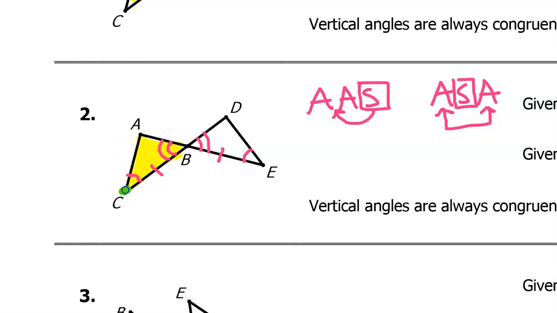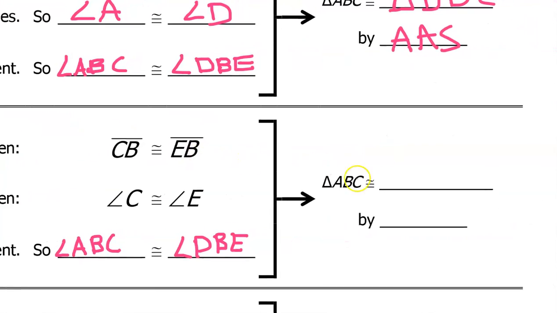Well, here's one angle that's marked. Here's another angle that's marked. This is the side between them. Is that the side that's marked? Yes, it is. This is the marked side. So the side is between the 2 angles. That makes this angle, side, angle. All right, so we can go ahead and say angle, side, angle.